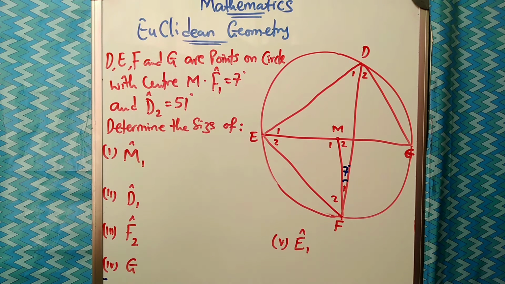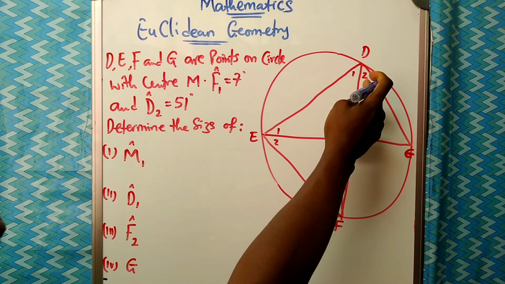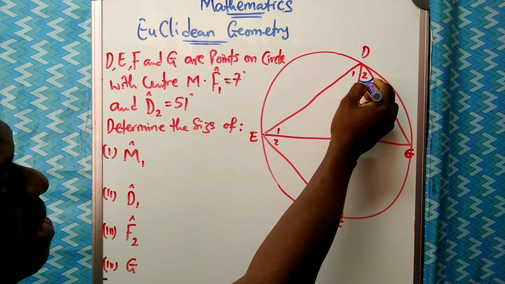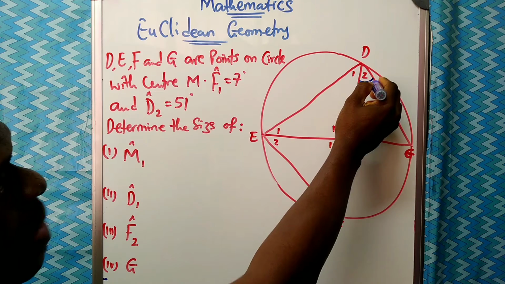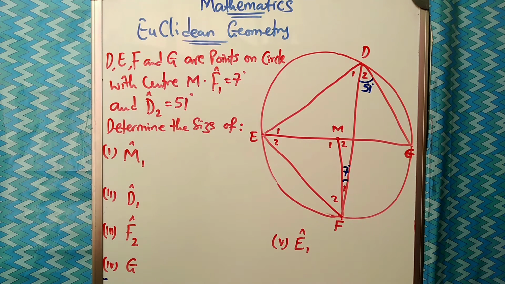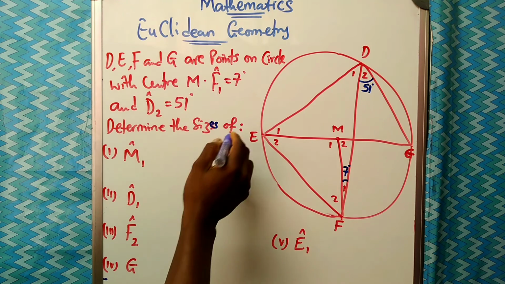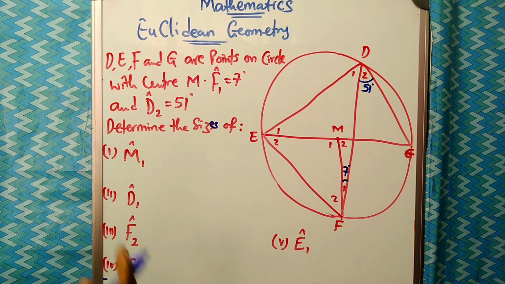And D2, angle D2, you can see D2 around here is 51. So let's also put that one there, 51 degree. All right. Now the question says determine the sizes of M1, angle D1, F2, angle G, and also E1. All right, let's take them one by one very quickly.